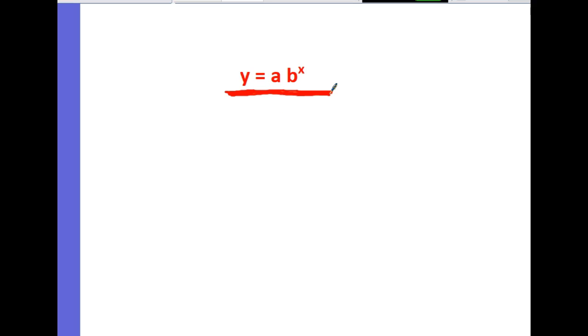Where's the x? The x is the exponent. Everything with an exponent is not an exponential equation. Y equals 5x squared has an exponent, but it's not an exponential equation. By the way, do you know what kind of equation that one's called? This one is called a quadratic because x is squared. It's not exponential. For it to be exponential, the variable has to be the exponent.